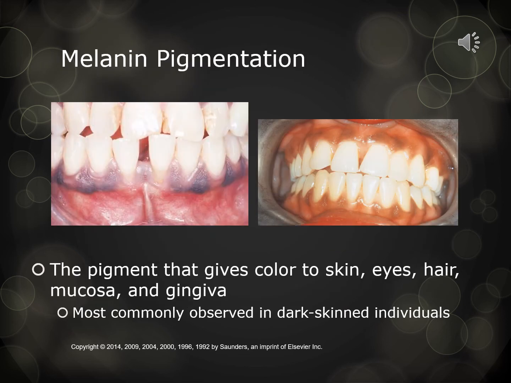This is a picture of the melanin pigmentation, the pigment that gives color to the skin, eyes, hair, mucosa, and gingiva is called melanin. Most commonly, the darker the patient's skin, the darker or more commonly observed melanin is in the mouth.